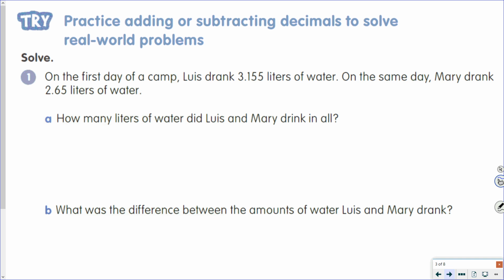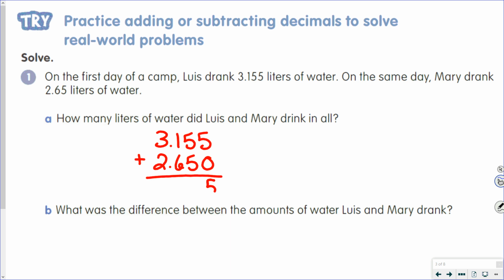On the first day of camp, Louise drank 3.155 liters of water. On the same day, Mary drank 2.65 liters of water. How many liters of water did Louise and Mary drink in all? Well, since it's asking us in all, that tells you that we're going to add. So we're going to take Louise's amount, which is 3.155. We're going to add that to Mary's amount, which is 2.65. Again, since we're adding, we want to make sure those decimal points are lined up, which they are, and fill in any empty spaces with zeros.